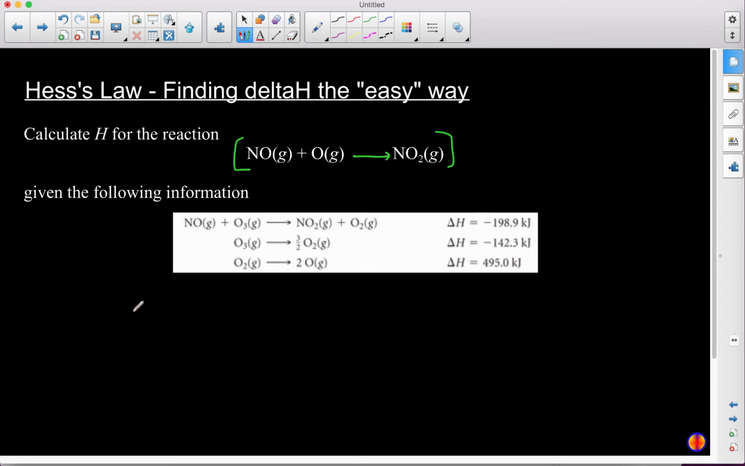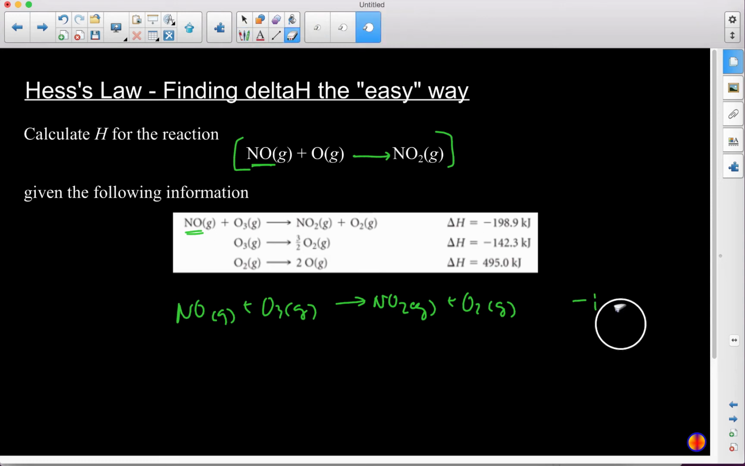So what I like to do is make sure I get everything on the right side first. If I know that NO has to be a reactant, I need to look through all my options and find NO as a reactant. And so I'm going to use that one: NO gas plus O3 gas gives me NO2 gas plus O2 gas. I left this reaction as written, which means this is going to stay negative 198.9 kilojoules.